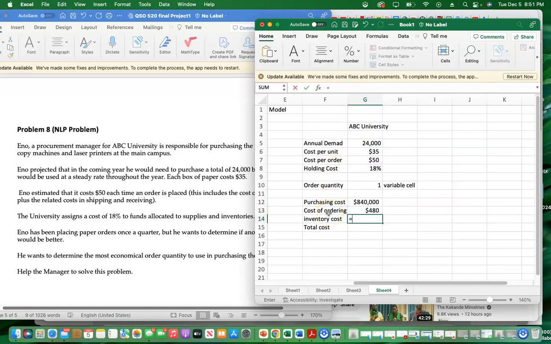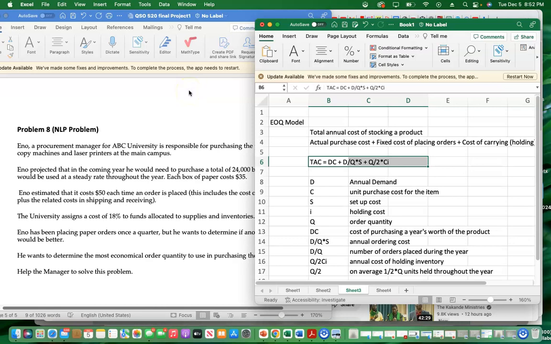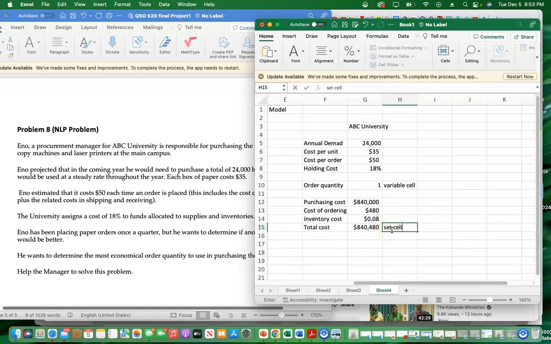Inventory cost will be the order quantity divided by 2 times cost per unit times holding cost, which is 18%. And the total cost will be the sum of all this: the purchasing cost, cost of ordering, and inventory cost. And if you go back to economic order quantity model, you can see that we have applied this formula. This will be the set cell.